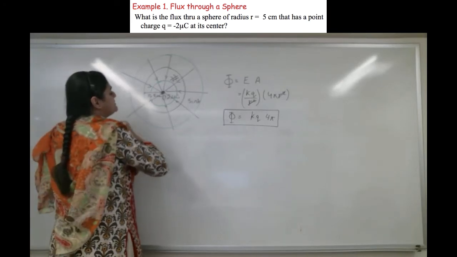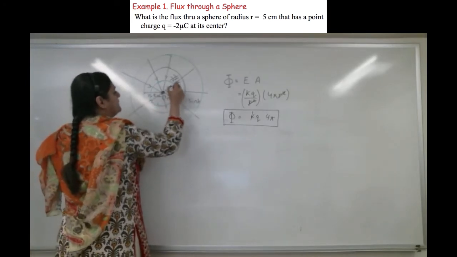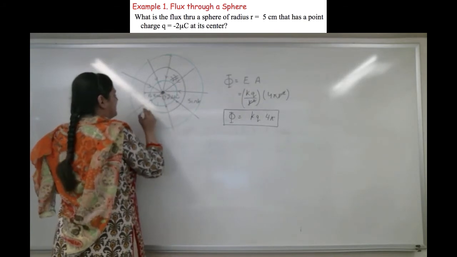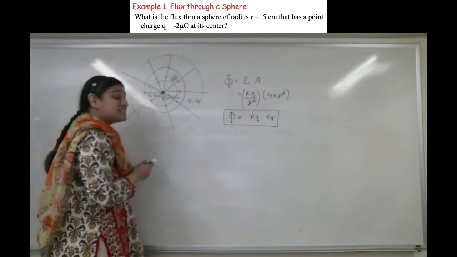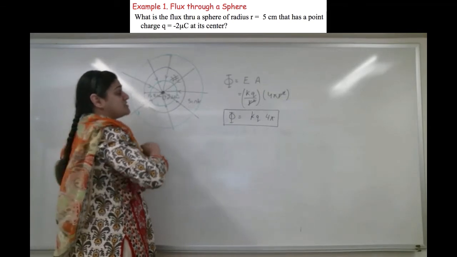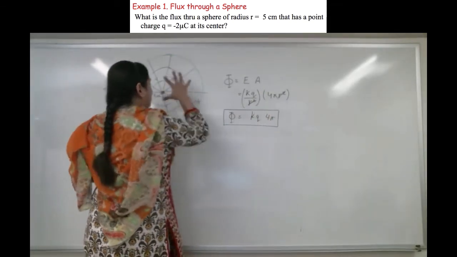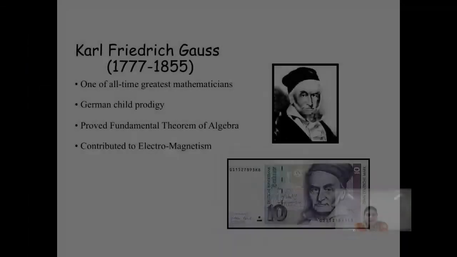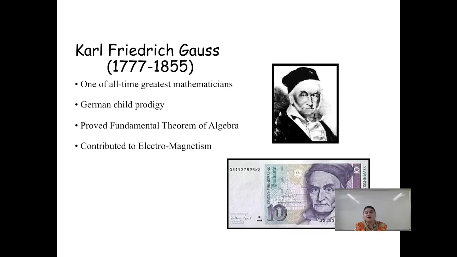So let's do this. So surface 1, I have 1, 2, 3, 4, 5, 6, 7, 8, 9 going through. Same thing I could do with surface 2 and surface 3. There's exactly the same number of lines. So flux is independent of the radius of the chosen sphere. That's very interesting.